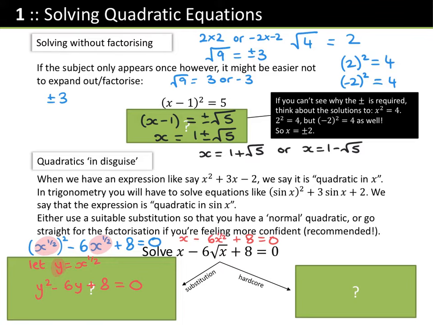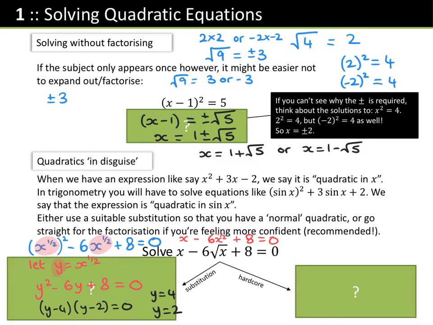Once we've undisguised it, we've substituted, we all know how to solve this now. The hardest part of this question is finding what we need to substitute. This will come with practice. Now we have a quadratic, we should be able to solve it. Factorising gives y minus 4, y minus 2 equals 0. So now we get y equals 4 and y equals 2 as our answers.